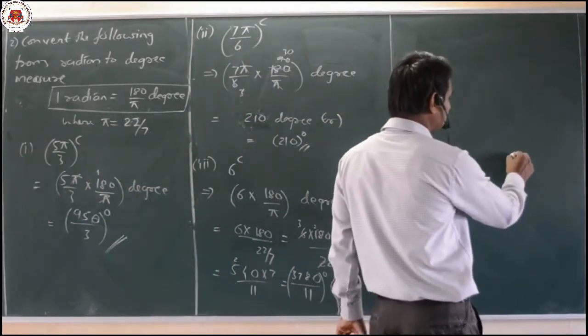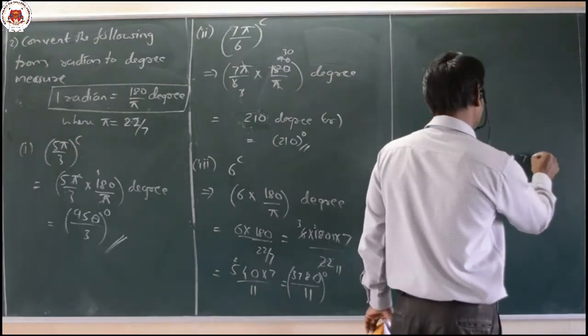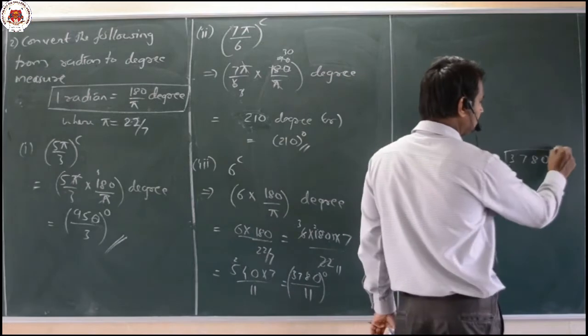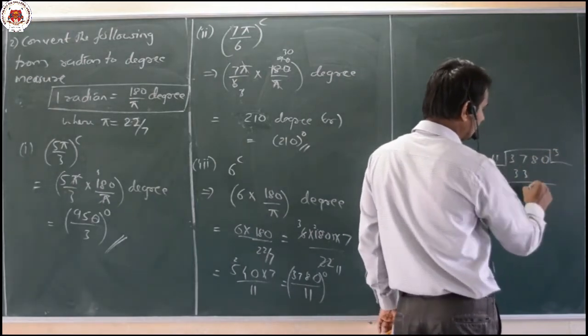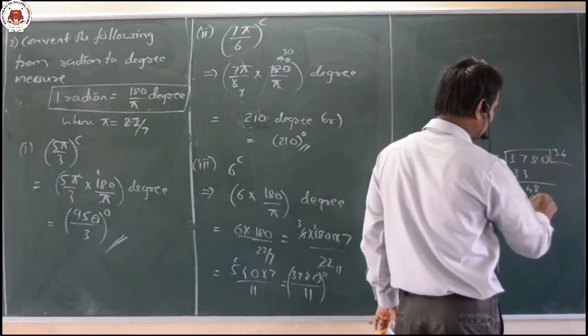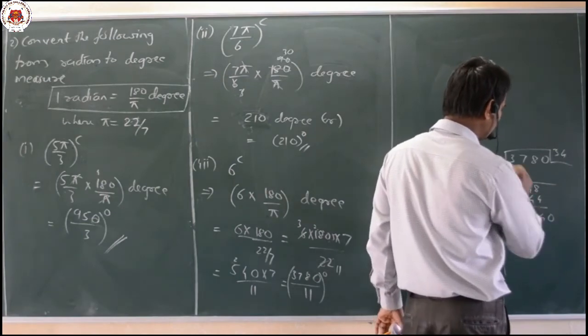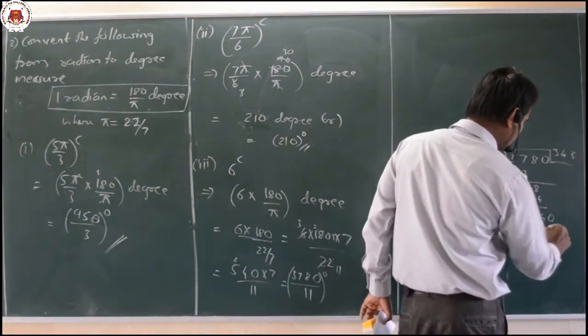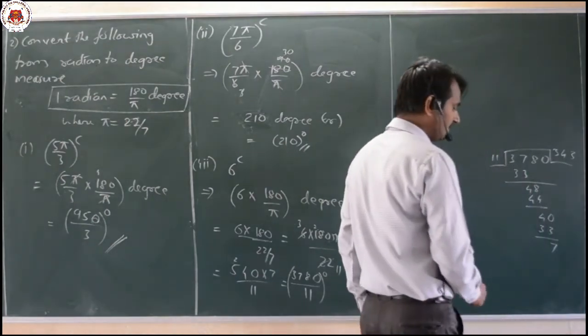Just it is rough here 3780 divided by 11. So here 11 3s are, I think so it is 33. Then here 48, 11 4s are 44, remaining is 40, and here 340, that again it is 3s are 33, the value we get 7. Okay, remainder is 7 here.